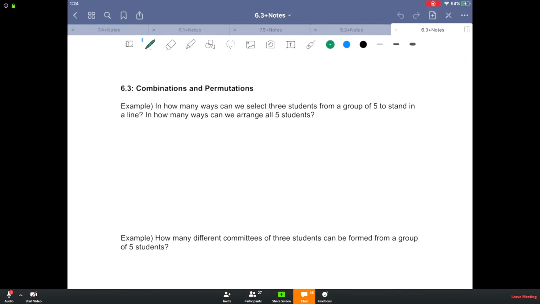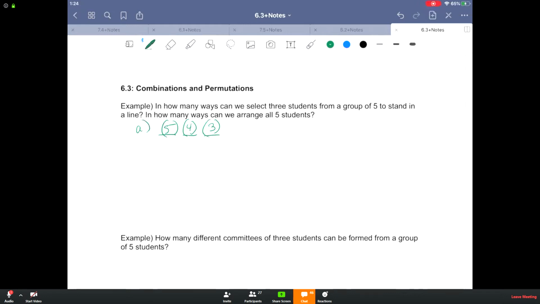All right, so let's think about this, okay? So I'm gonna just label this part A and part B. So part A, how many ways can we select 3 students from a group of 5 to stand in a line? Okay, so to stand in a line, you got 5 total students. You're picking 3 of them. Right, how many options for the first spot? 5, right? How many options for the second spot? 4. And then 3 for the last spot. All right, everyone cool with that? So this is 60.